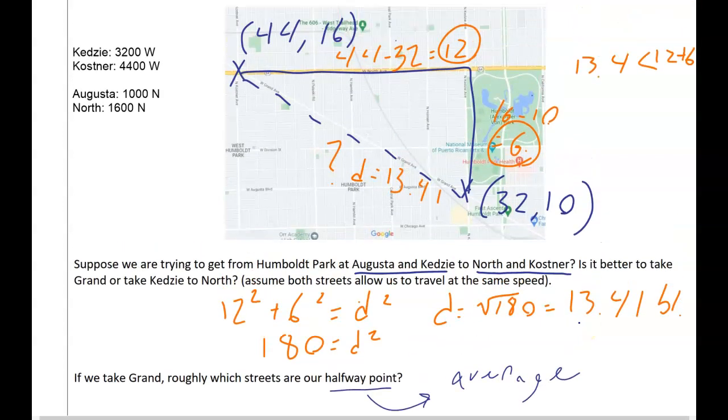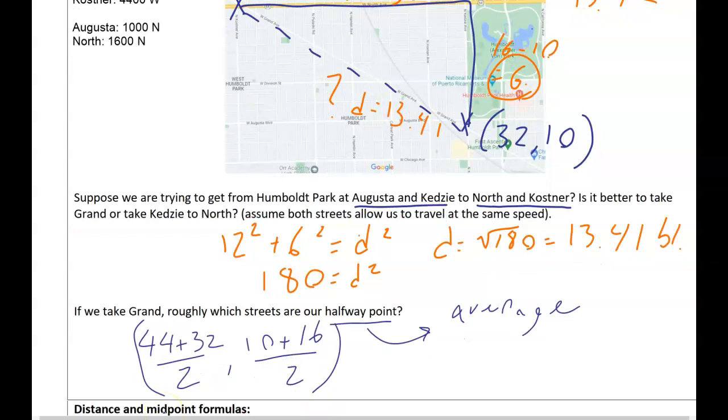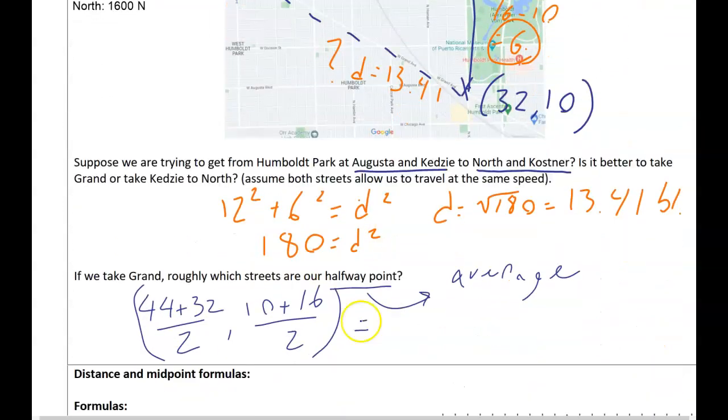So what I can do is say my halfway point is going to be (44 plus 32) over 2, comma, (10 plus 16) over 2. So what I did is I just added my x coordinates, added my y coordinates together, and divided them both by 2. And what we get here is 38 when we do that math for my x coordinate, and then 13.